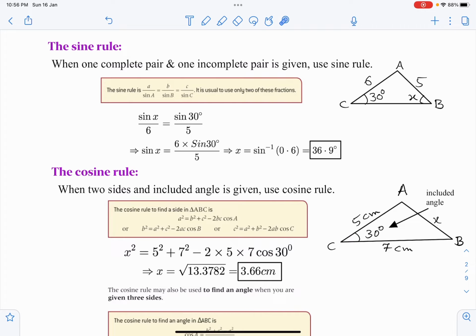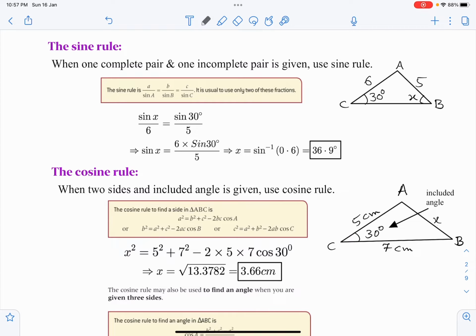What is sine rule? a over sine A is equal to b over sine B is equal to c over sine C. But at any time we are going to use any two of these fractions. Because we have to compare one complete pair and one incomplete pair, only two parts of this fraction will be required.